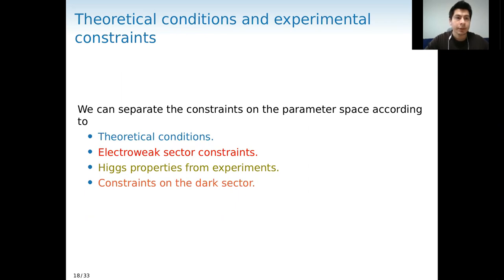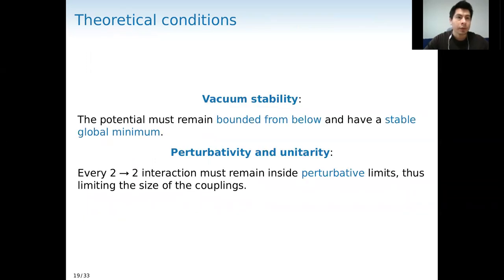To study this parameter space, we can separate the constraints that we are going to be using according to theoretical conditions, electroweak sector constraints, Higgs properties from experiments, and also constraints on the dark sector. On the side of the theoretical conditions, we have vacuum stability, which is the requirement that the potential must remain bounded from below, and also that the minimum that we find has to be stable, the global minimum of the potential. And we require perturbativity and unitarity, which means that every 2-to-2 interaction has couplings that remain inside perturbative limits. This means that mostly this will set the upper and lower limits for our scan.